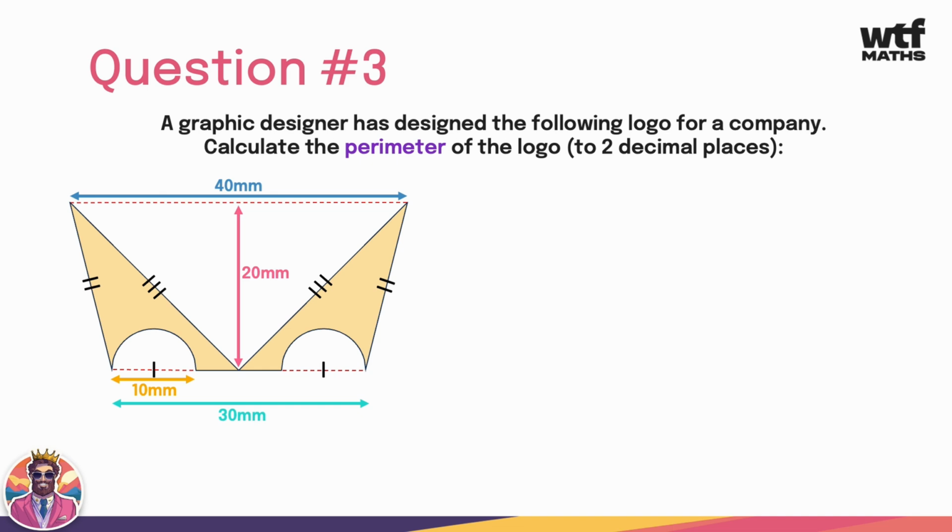Alright, we're looking at question 3 now. So a graphic designer has designed the following logo for a company. Calculate the perimeter of the logo to 2 decimal places. Now this is the hardest question of the 3. If you want to pause and give it a go, now's your chance.